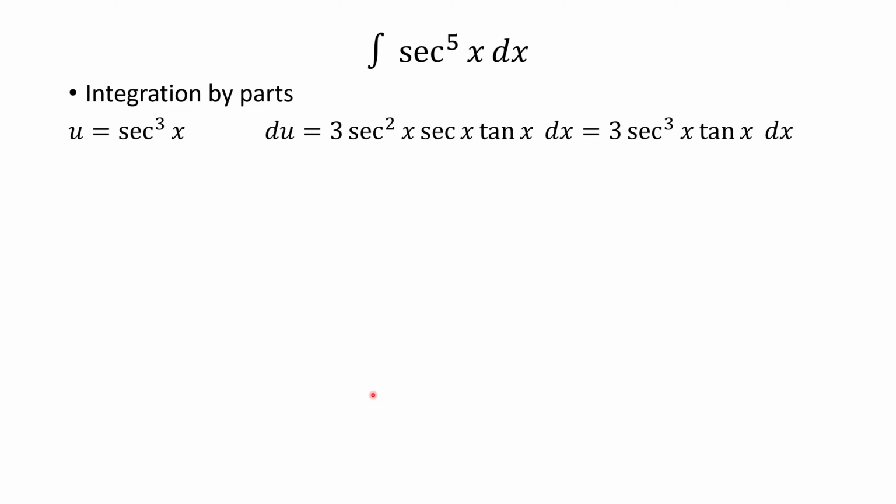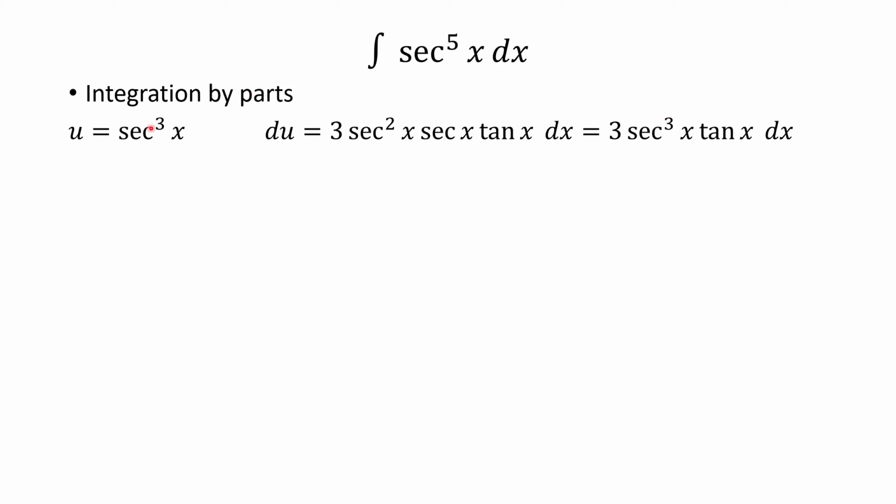If dv is going to be secant squared, then that leaves 3 secants left, so secant cubed. So we let u equal secant cubed x. And then du is just the derivative of that, which is going to be 3 secant squared x, secant x, tangent x. So that's just the simple derivative of secant cubed, which we can simplify a little bit to 3 secant cubed x tangent x dx. So this is our du term here.